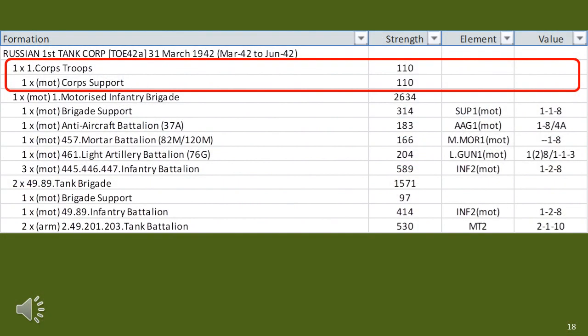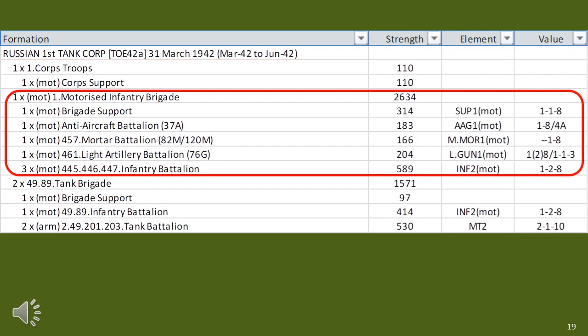When the first Tank Corps was formed in March 1942, it was little more than 3 brigades combined under a single command. You can see that corps assets were non-existent, as was any form of corps-level artillery support or formations. The corps consisted of a single motorised infantry brigade. Unlike the old motorised infantry regiments in the 1941 tank divisions, this formation contained a reasonable amount of supporting formations, such as an AA battalion, mortar battalion and a light artillery battalion. The core of this brigade was its 3 motorised infantry battalions.